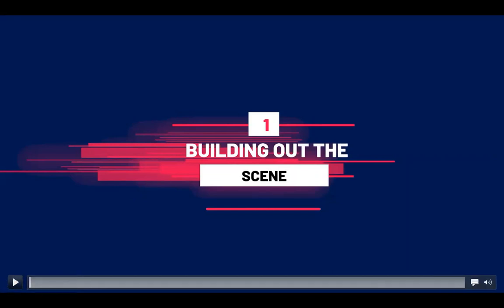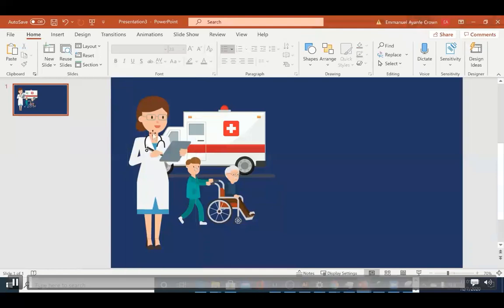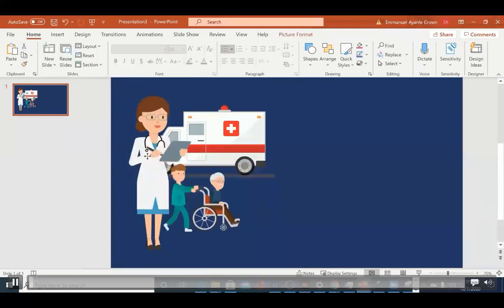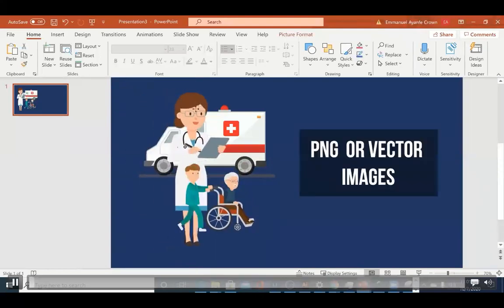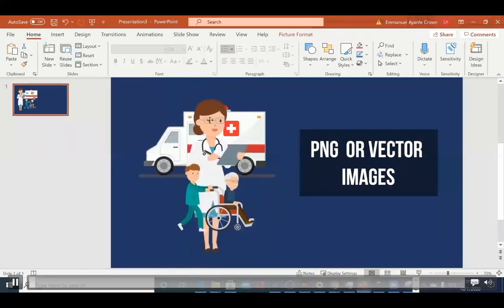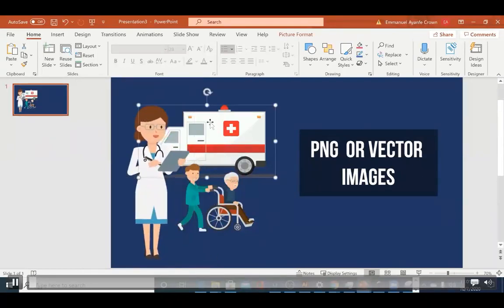So first of all, you have to know how to build out the scene. So let's see the first step. You're going to need images that have some kind of transparency in them. So this could be PNG files or even vector files. And I'm going to be showing you how you can get these files.